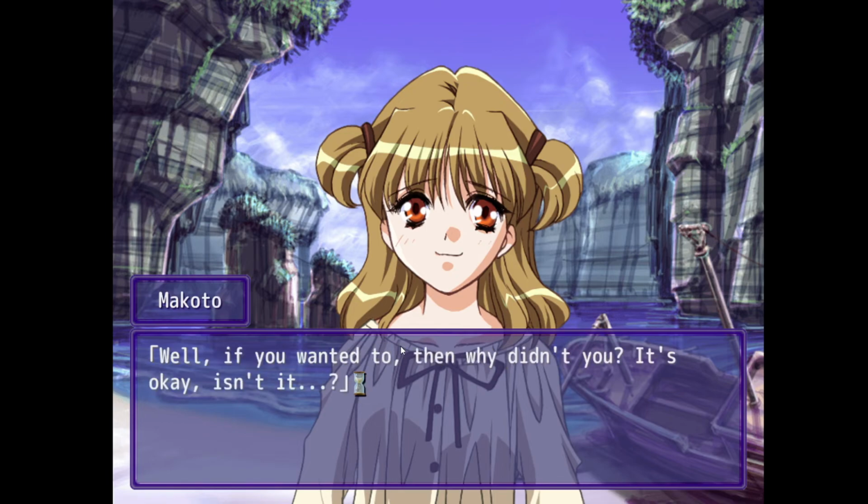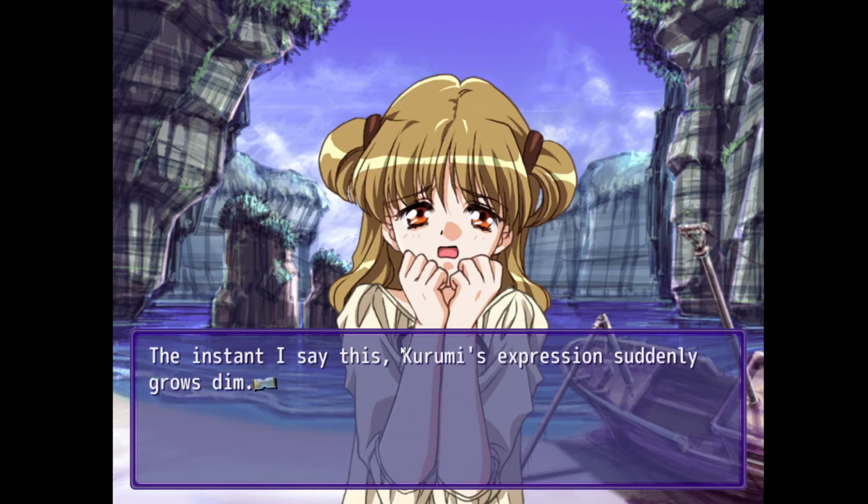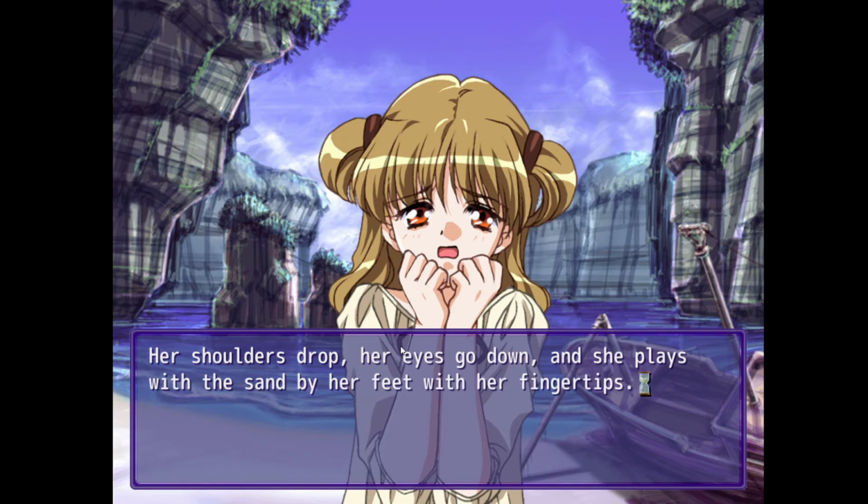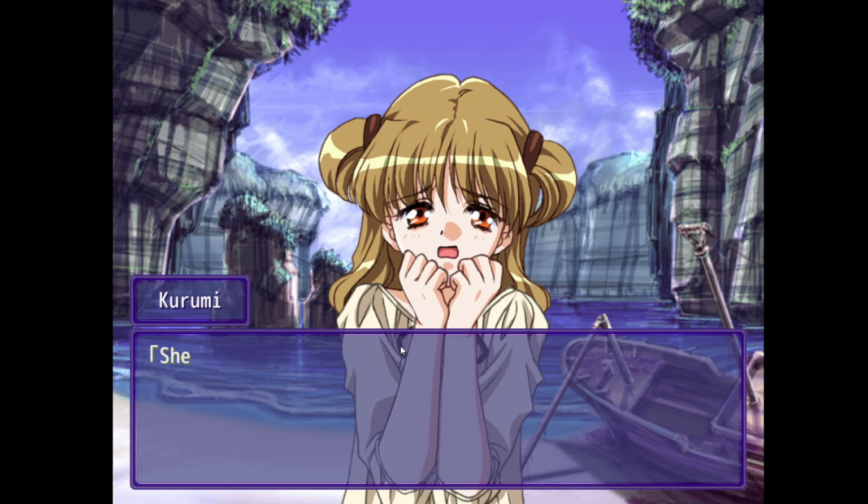Well, if you wanted to, then why didn't you? It's okay, isn't it? The instant I say this, Kurumi's expression suddenly grows dim. Her shoulders drop, her eyes go down, and she plays with the sand by her feet with her fingertips. She was scared. She was scared everyone would hate her.